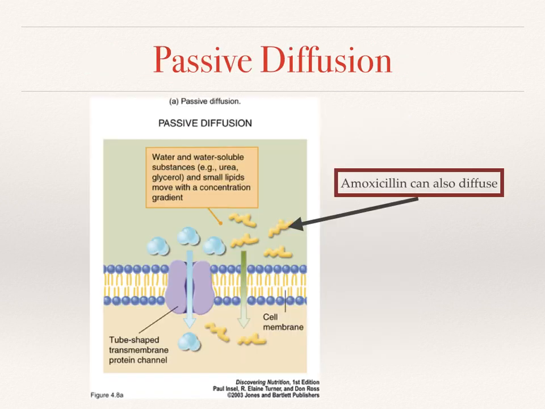Amoxicillin can travel through the membrane by one of two routes. First, its relatively small molecular size lets it diffuse through the cell membrane of the GI tract. So these two factors, its hydrophobic nature and its relatively small size, mean it can easily be passively diffused through membranes.